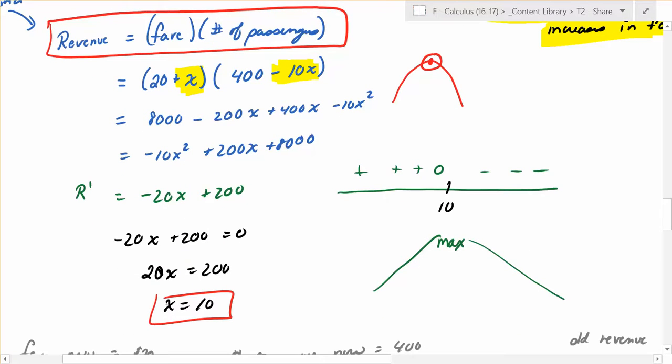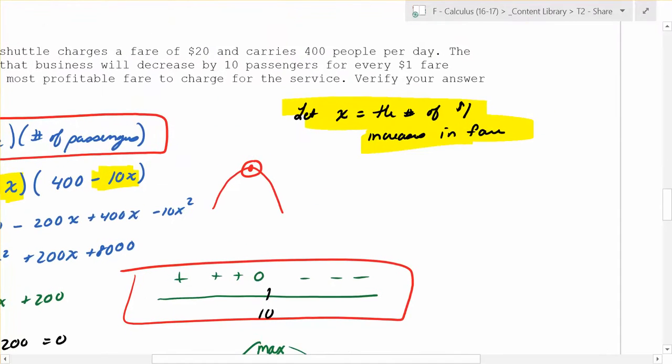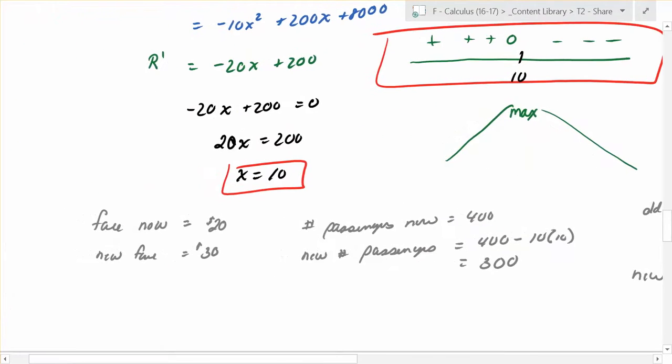And then you need to prove that that's a maximum using the first derivative sign graph. So is it a max? This diagram shows it is. So let x equal 10. Oh, sorry, that's the label right there. So the answer to this would be, the fare was $20, what's the new fare? $30.